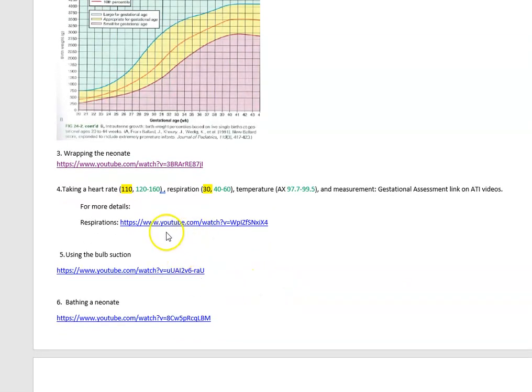Okay, next would be taking the heart rate, respirations, and temperature measurement. That is on the ATI assessment links and videos. And then people many times have a difficult time with respirations, so here's another little tiny video that you can watch if you like. I want to explain that you are responsible for knowing these normals for heart rate, respiration, and temperature.